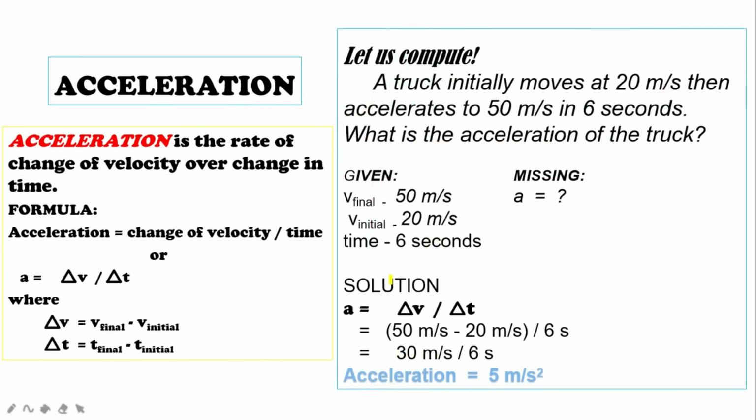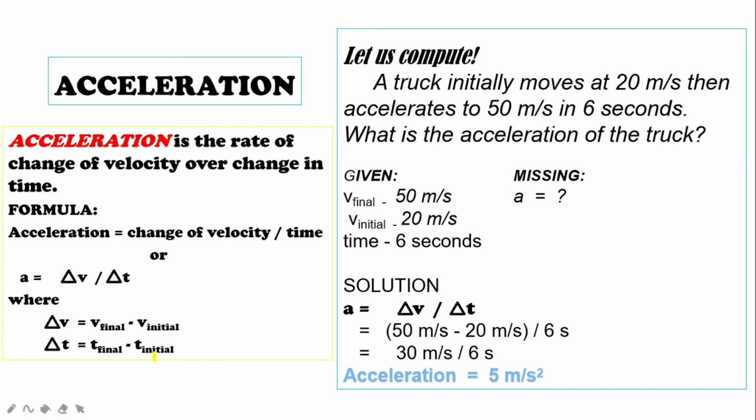And then for the acceleration, when we say acceleration, it is the rate of change of velocity over change in time. Formula: acceleration is equal to change of velocity divided by time, or A is equal to change in velocity divided by change in time. So where delta V is equal to final velocity minus initial velocity, and delta time is equal to final time minus initial time.